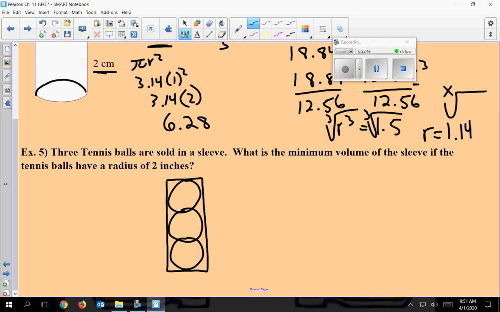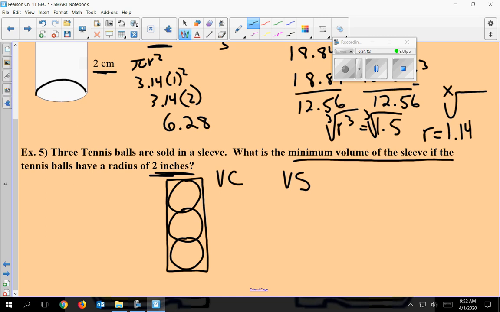And they give me a radius of the balls. Well, I'm going to assume that's also the radius of the can. And they want to know what's the minimum volume of the sleeve if the tennis balls have a radius of 2. So what I want to do is find the volume of the cylinder and find the volume of the balls, which are spheres. Okay, so it's pretty much like what you just did, using the same things.